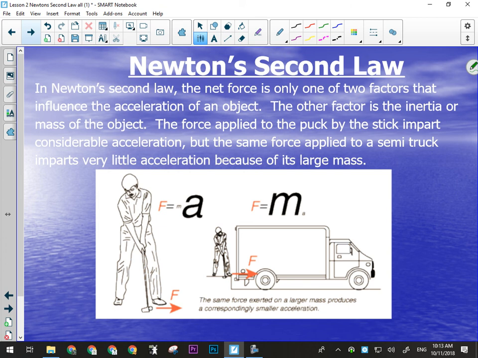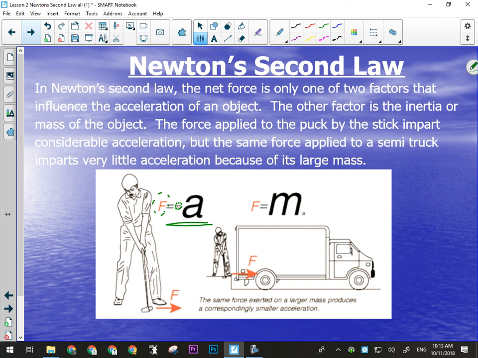So if I'm looking at these two situations, in the first situation, I have this golfer who's using his golf club in an appropriate manner to hit a golf ball. He swings as hard as he can and hits the golf ball. So his force is kind of fixed. He's swinging as hard as he can. He's hitting an incredibly small mass, so that will produce a very large acceleration.